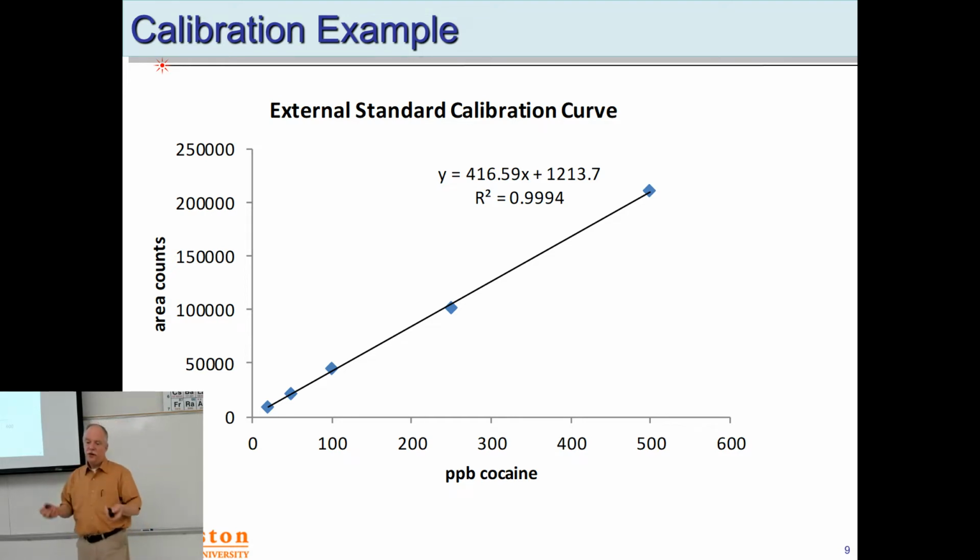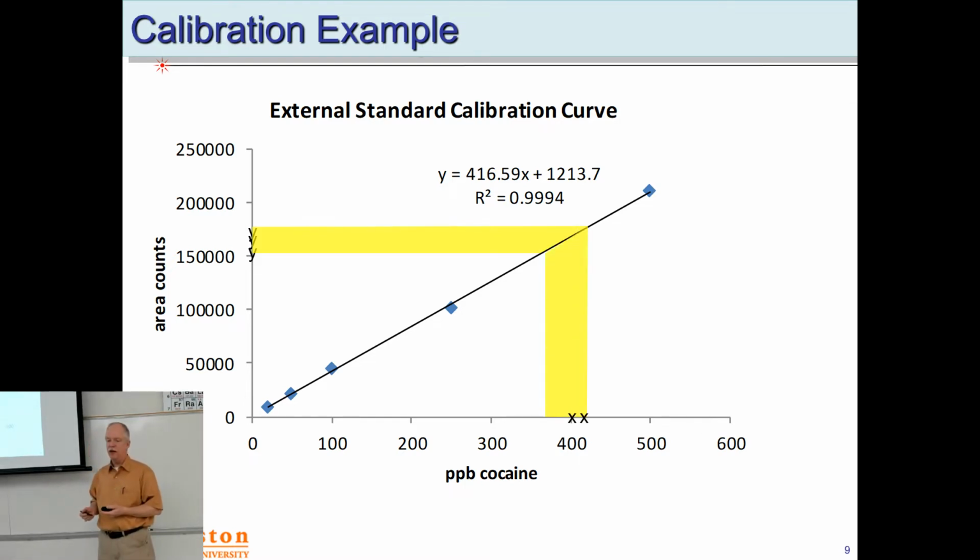And so then you go in and you analyze your unknowns, and those unknowns come in, so you run it 3 times, and you get Y values out of that. You've calibrated the signal, and you need to calculate what the concentration is. So you use this line to calculate the concentration, and you get 3 different concentration values.